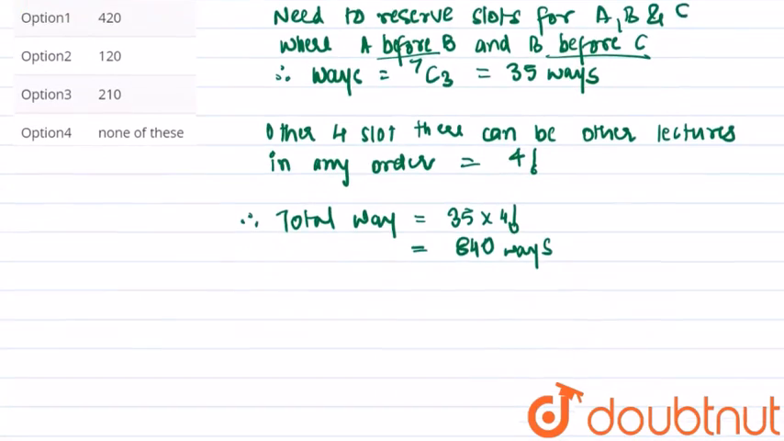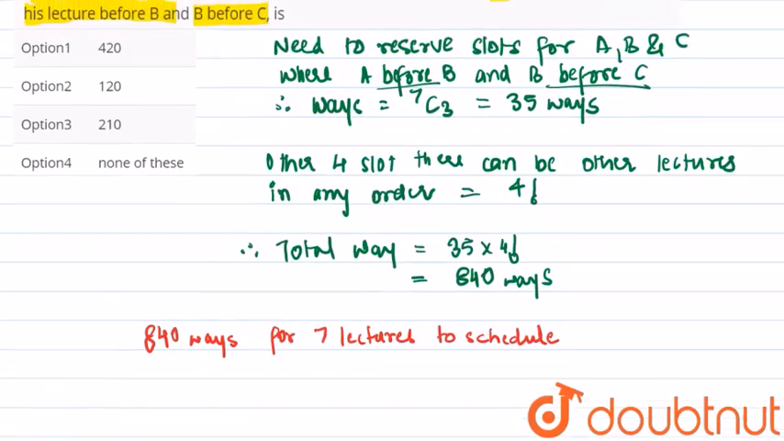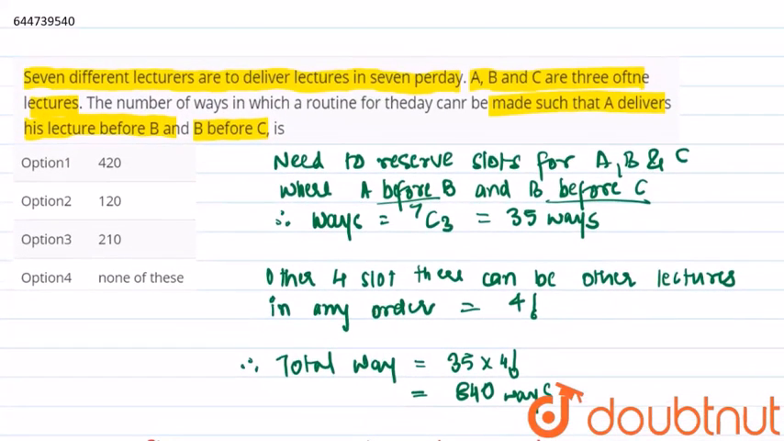So we got that there are 840 ways for 7 lectures to schedule. Therefore, let us check from the above options. So option 4, that is none of these, is the correct answer.